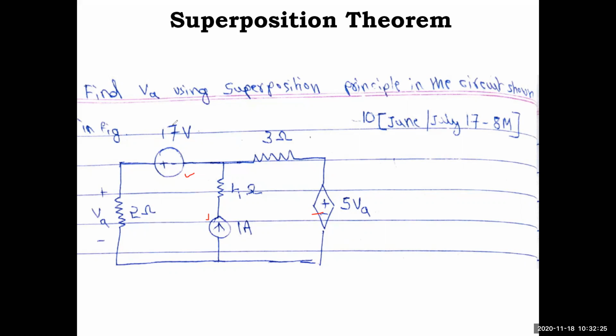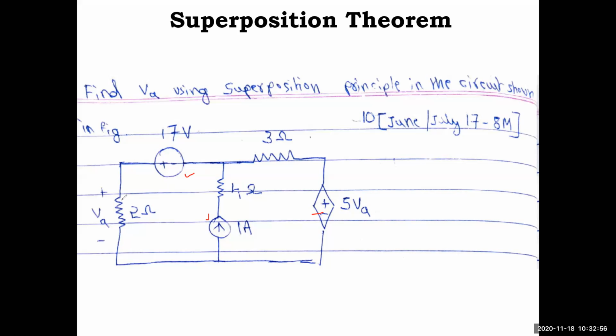In the second case, we'll deactivate the 17 volt and activate the 1 amp. That means the voltage source will be made 0, that means it is a short circuit. The first case we'll call VA1, the second case we call VA2, and then we'll add both the voltages. That will give you VA, the voltage across the 2 ohm resistor. The network will be new, but your concept should be strong so that you can apply it easily.